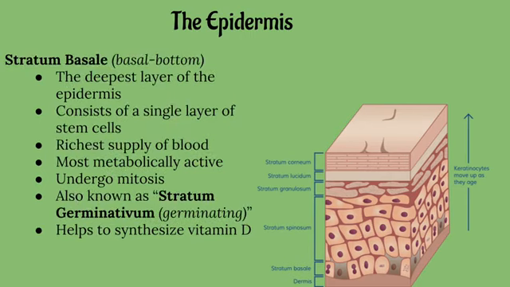The stratum basale is the deepest layer of the epidermis and has 1 layer of stem cells. The keratinocytes in this layer of the epidermis are closer to the blood supply in the dermis. So these cells are the most metabolically active and the most active in mitosis. And this is why the stratum basale is also called the stratum germinativum, because this layer houses germinating cells. Keratinocytes in the stratum basale also synthesize vitamin D whenever the skin is exposed to ultraviolet radiation from the sun.